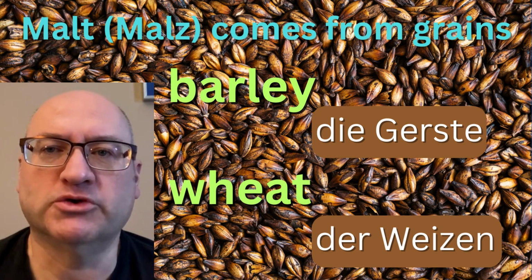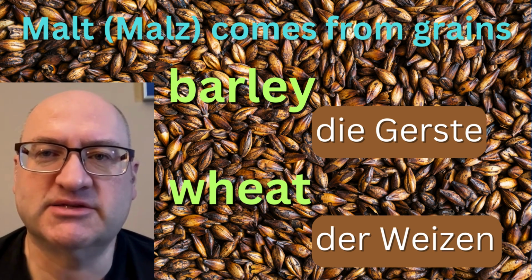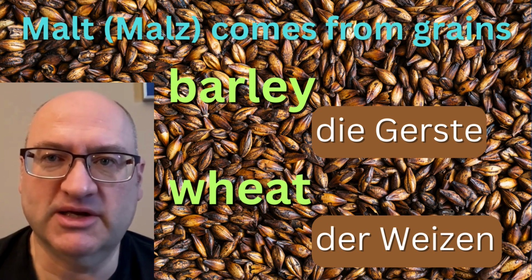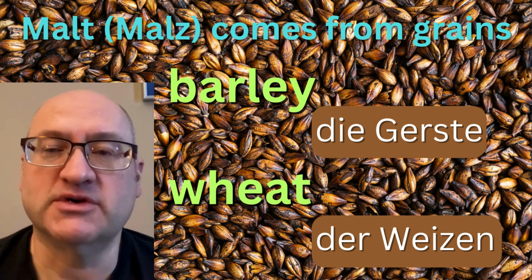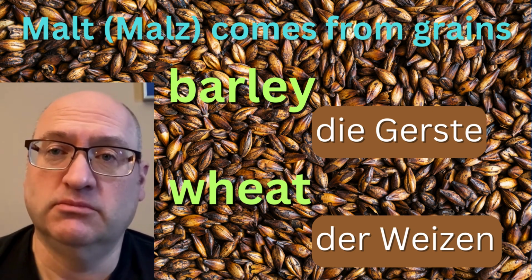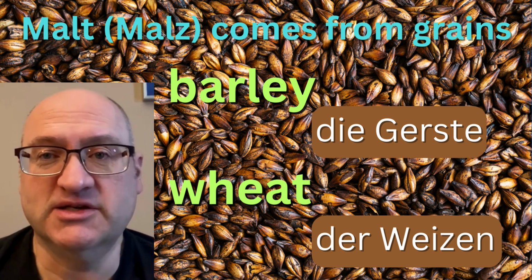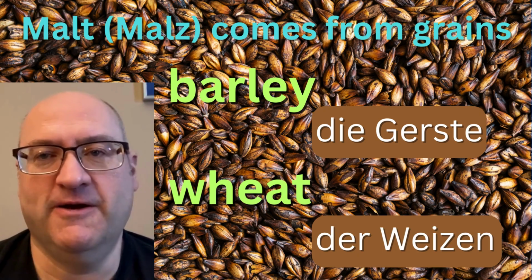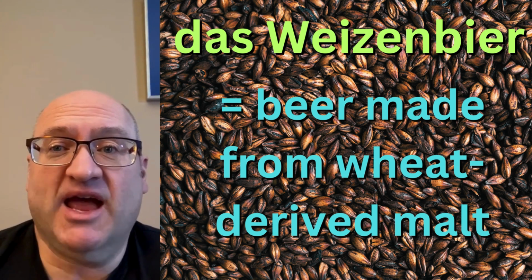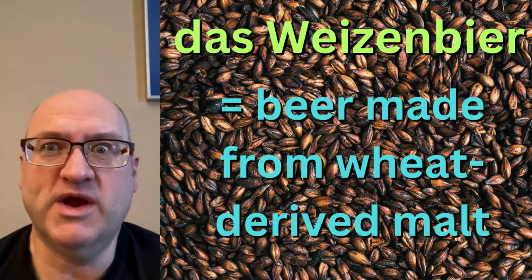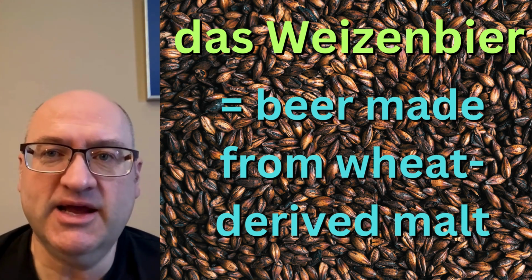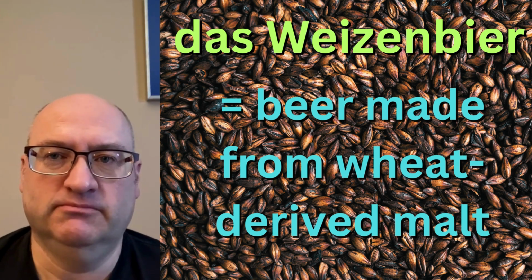So malt, or Malz in German, is made from grains, usually barley. In German, barley is Gerste. However, some beers are also made from wheat, and the German word for wheat is der Weizen. So technically, if a beer is made substantially also from wheat malt, or malt produced from wheat in addition to barley, it can be called Weizenbier.